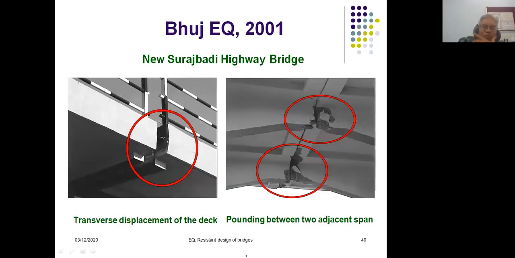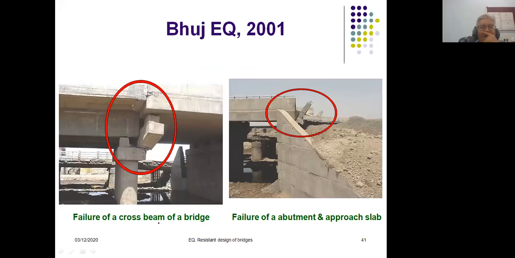Transverse displacement: of course, horizontal accelerations are there, so there may be a longitudinal deformation, and there may be a transverse deformation. You can see here that transverse displacement of the decks has occurred. How to prevent that, we need to take care. Ponding between two adjacent spans: here ponding has taken place, so that is to be considered. Failure of the cross beam.